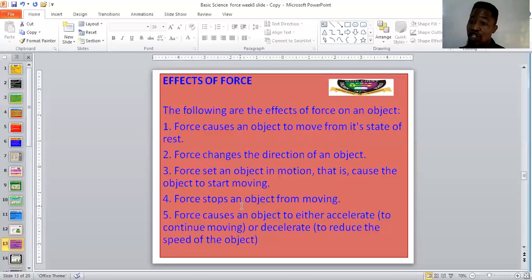Do you get it now? So if you press hard on the accelerator, the car goes faster. You get it now? So when an object is accelerating, that means that object is moving. And the more the acceleration, the more the speed of the object. Okay? Let me give you an example.